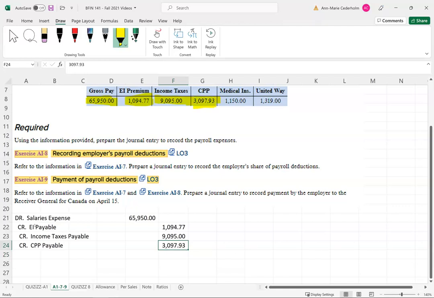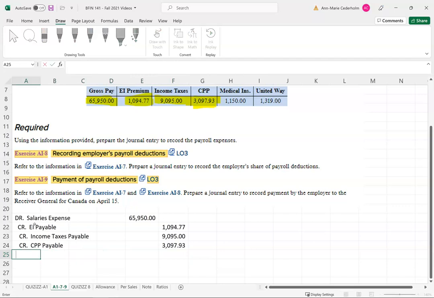So when the employee first started with our company, we would have had them sign a TD1 form, and that will tell us how much income tax to take off, and we'll also deduct the EI and the CPP. And we keep deducting the CPP and the EI until we hit a max amount. So there's a max amount that once the employee has paid into it, we don't have to deduct it anymore.